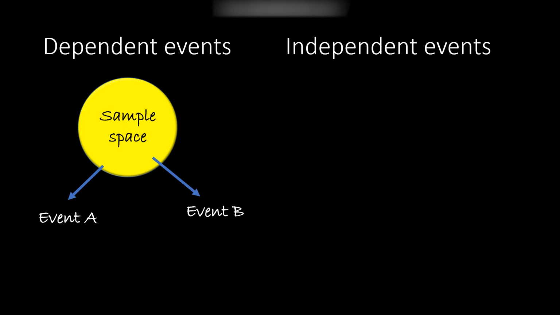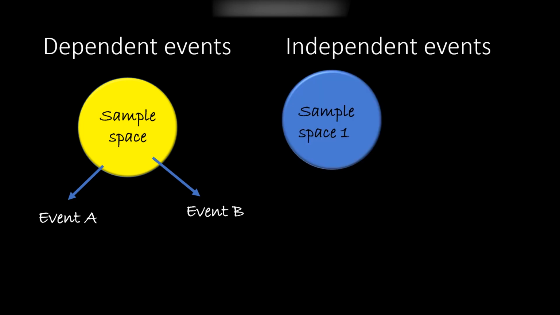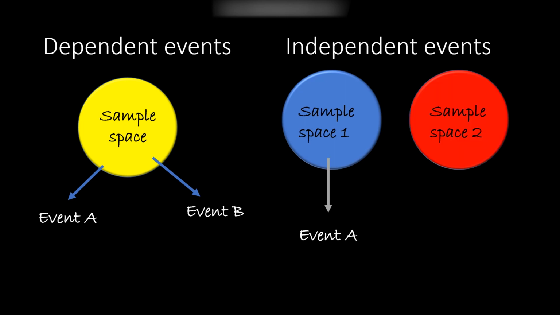Whereas in case of independent events, there is sample space 1 that exclusively relates to event A, and there is sample space 2 that exclusively relates to event B. That makes event A and event B independent events. I hope I was able to provide you better clarity on what are independent events and dependent events.